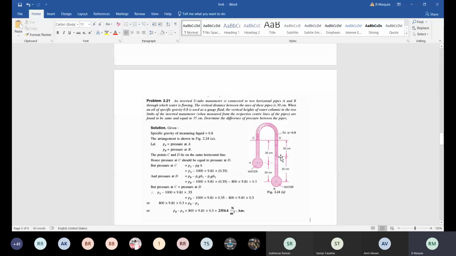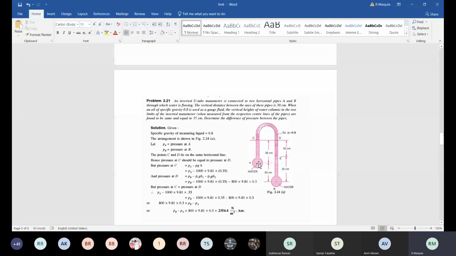Now determine the difference of pressure between the 2 points A and B, and the specific gravity of the measuring liquid is 0.8. PA is the pressure at A, PB is the pressure at B, and points C and D are on the same horizontal line. Hence, the pressure at C must be equal to the pressure at D.